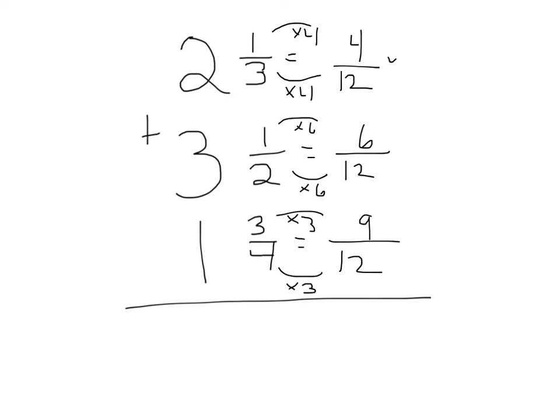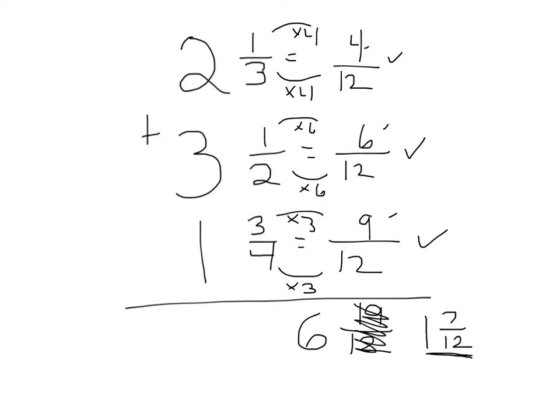So now I need to add 4 twelfths plus 6 twelfths plus 9 twelfths, and all together I get 19 twelfths. 4 plus 6 plus 9 makes 19. Now I'm going to add the whole numbers. 2 plus 3 plus 1 makes 6, so I have 6 and 19 twelfths. So I'm going to turn this 19 twelfths into a mixed number. 19 divided by 12 is 1, with 7 left over, so we get 1 and 7 twelfths. So I'm no longer going to use 19 twelfths. I'm going to use 1 and 7 twelfths. They're equal. One's an improper fraction and one's a mixed number.